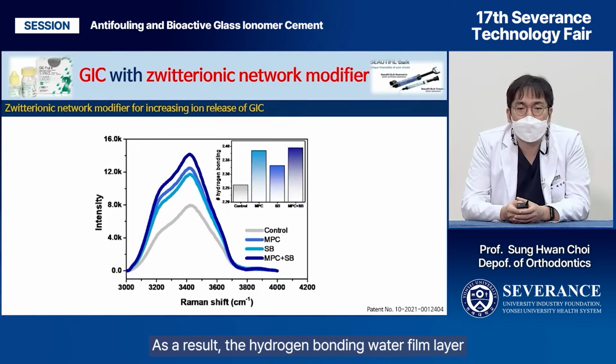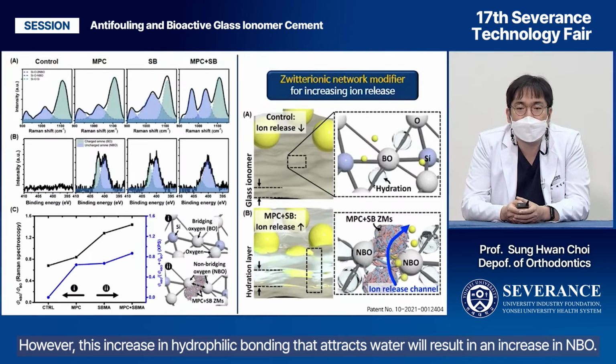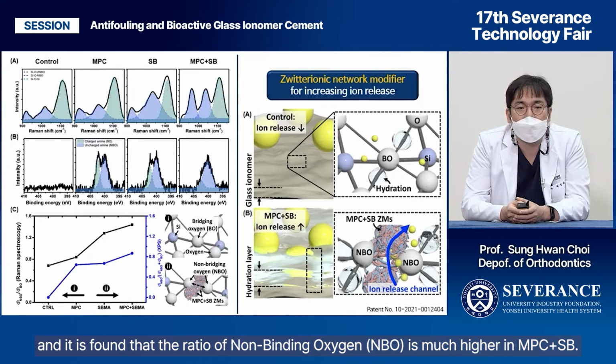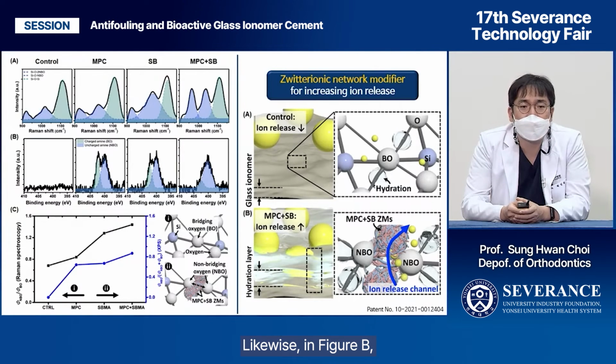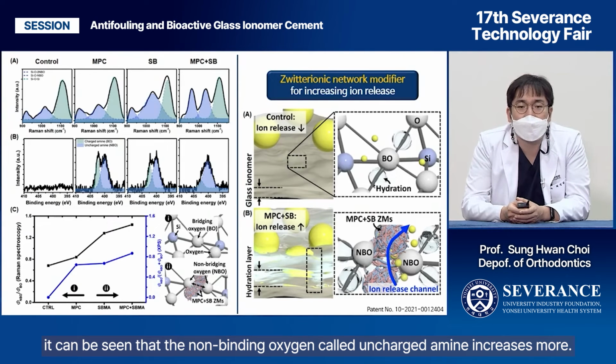As a result, the hydrogen bonding water film layer increases more and has a hydrophilic property. However, this increase in hydrophilic bonding that attracts water will result in an increase in NBO. Figure A on the left refers to a blue mountain, and it is found that the ratio of non-bridging oxygen is much higher in MPC plus SB. Likewise, in Figure B, it can be seen that the non-bridging oxygen, called uncharged amine, increases more.